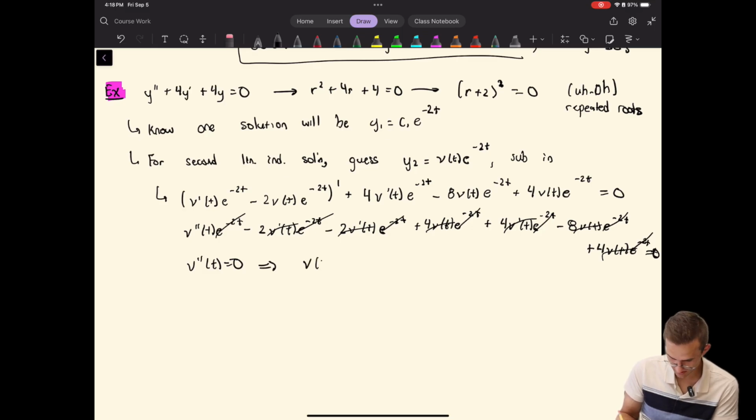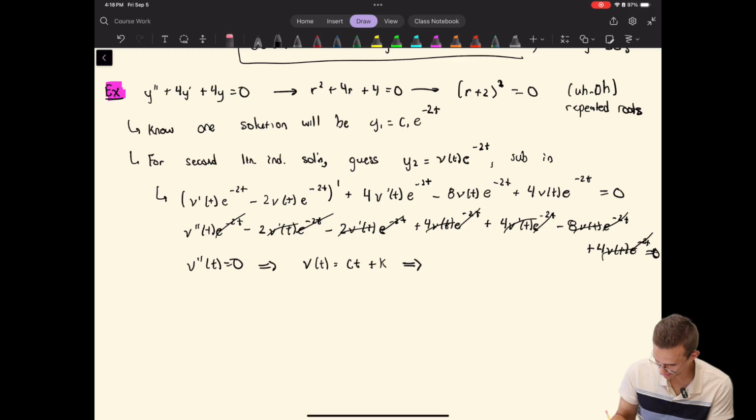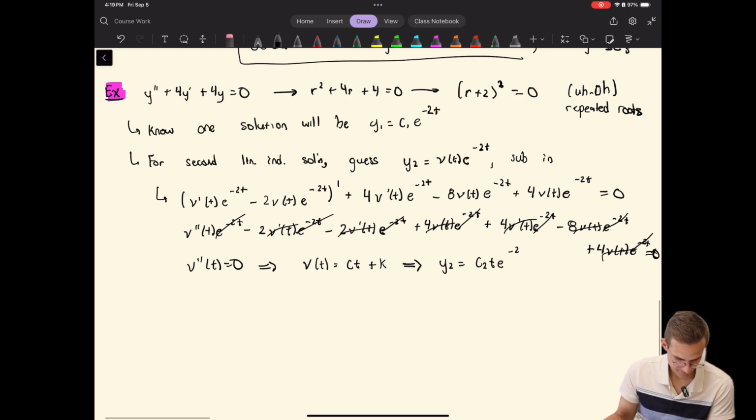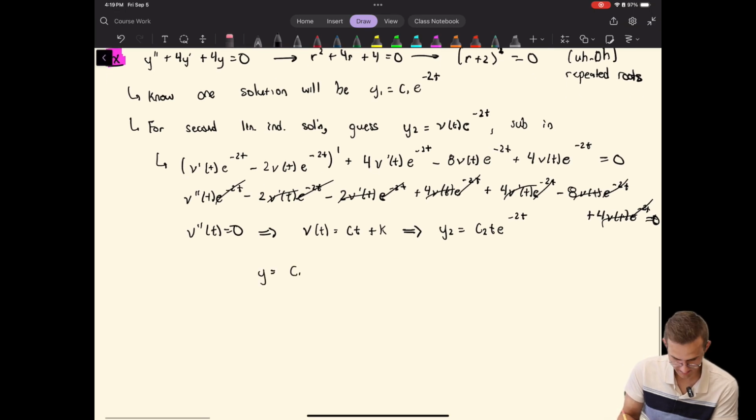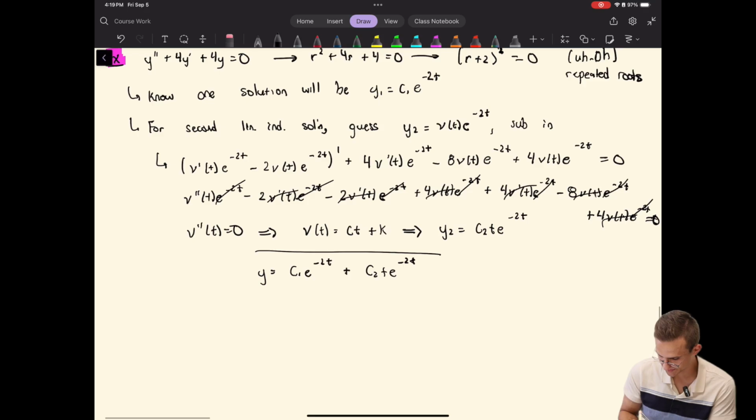So nu of t is equal to some constant times t plus some other constant k. And that tells us that our general form for our second linearly independent solution is just our second constant, c2, times t times e to the minus 2t. Okay, so y is equal to c1 e to the minus 2t plus c2 times t times e to the minus 2t. And that's our general solution.